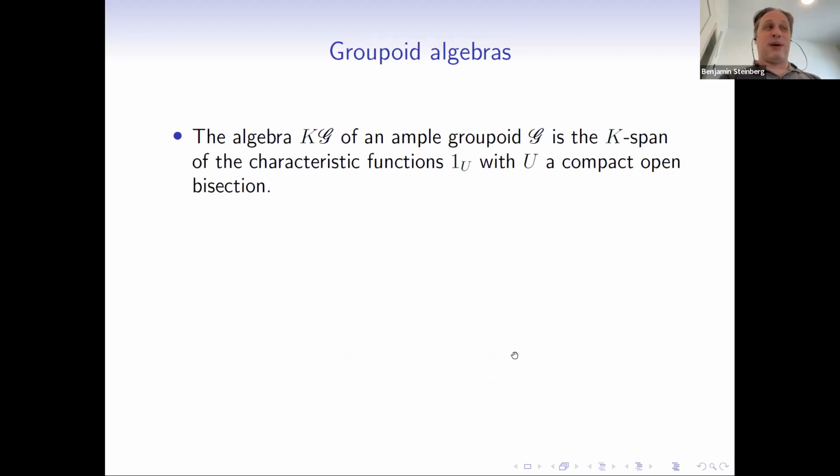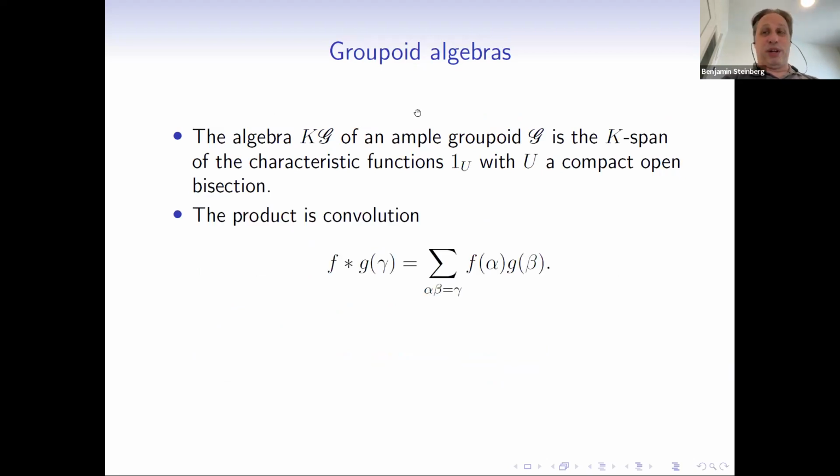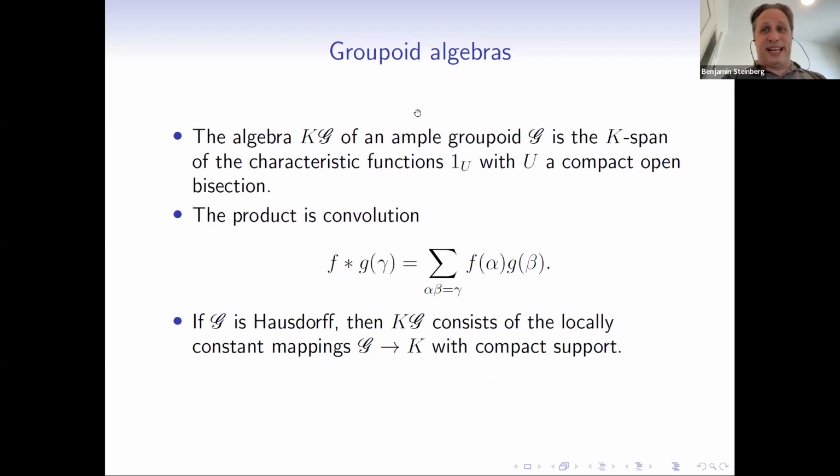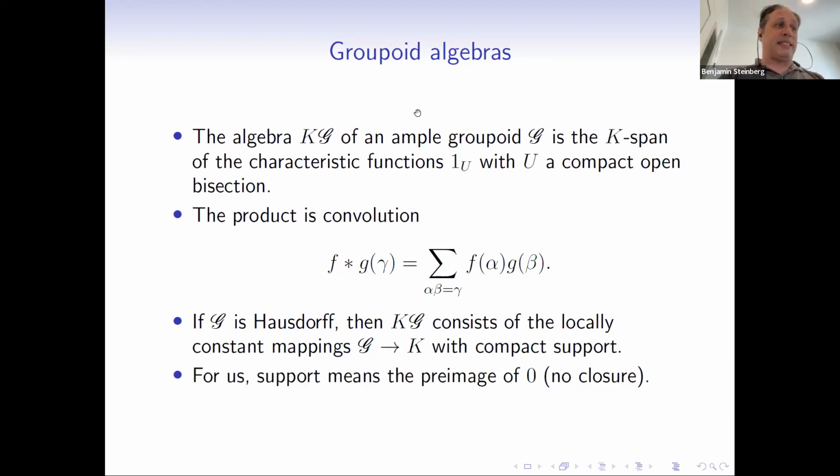I guess probably it's been spoken about. If you have an ample groupoid G, KG, my notation is different than everybody else. I like to use the same notation used for group algebras. The groupoid algebra is just the K-span of the characteristic functions of compact open bisections. And the product is the convolution. And even though the sum looks infinite, it's finite. If G is Hausdorff, this is just the locally constant mappings with compact support.